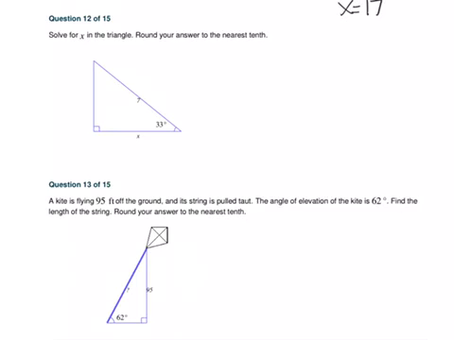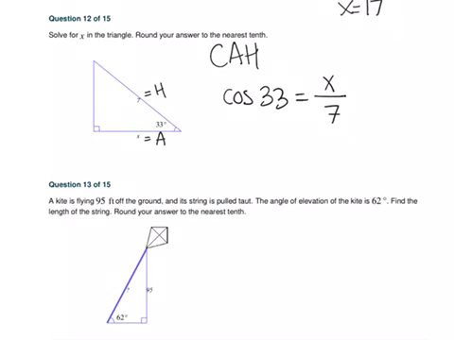So you're going to have to label the picture to see what it is that you're going to use for a trig function. In relation to the 33-degree angle, the x is the adjacent side, and the 7 is the hypotenuse of the triangle. Knowing that we have A and H, we're going to use CAH, which is cosine. So we say cosine of 33 is equal to adjacent, x, over hypotenuse, 7.